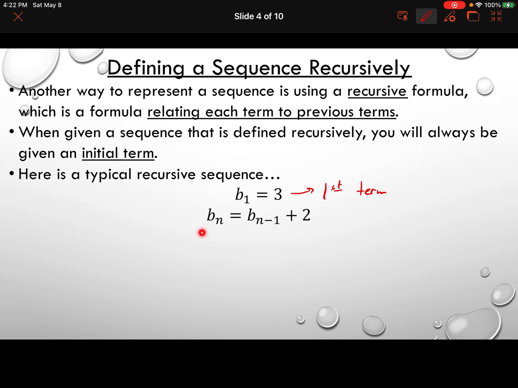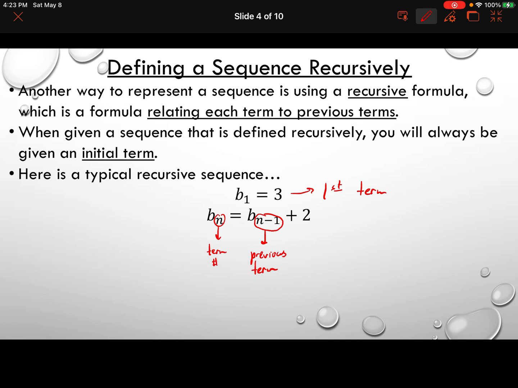So what is b sub n minus 1 plus 2? Well, the plus 2 is pretty self-explanatory. But what is b sub n minus 1? Let's think about what that subscript represents. Remember, the subscript represents the term number. If the subscript is n minus 1, that means the term number minus 1, so in other words, the previous term. If you're subtracting 1 from your term number, you're looking at the previous term.